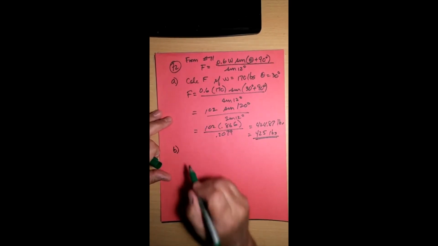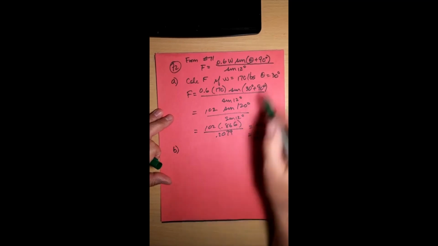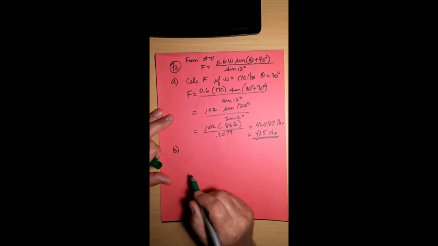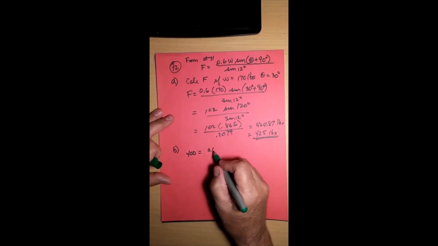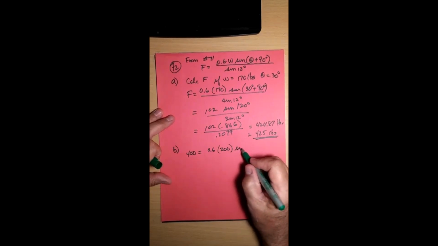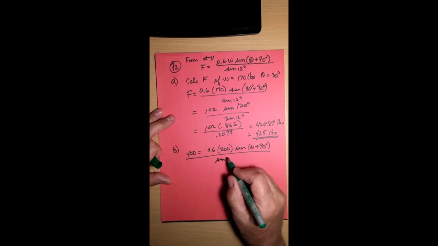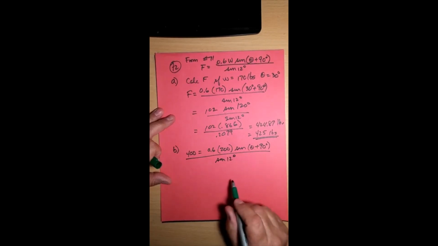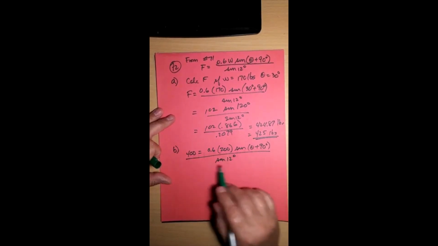Part B. They want to know what angle theta you would need, using the same formula, if you wanted the force to be 400. 0.6 W is 200 pounds. Sine of theta plus 90 degrees over the sine of 12 degrees. You can do this several different ways. All of these values give you some numbers.